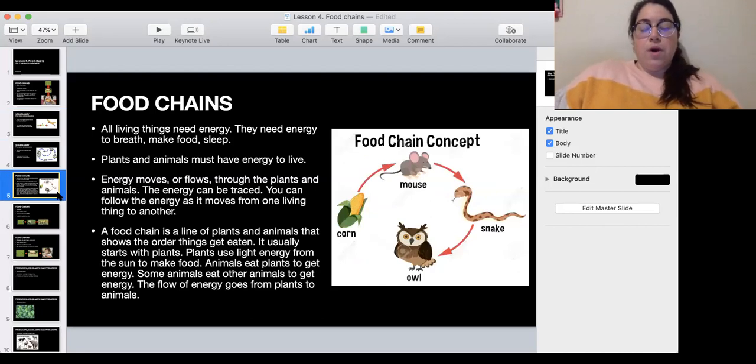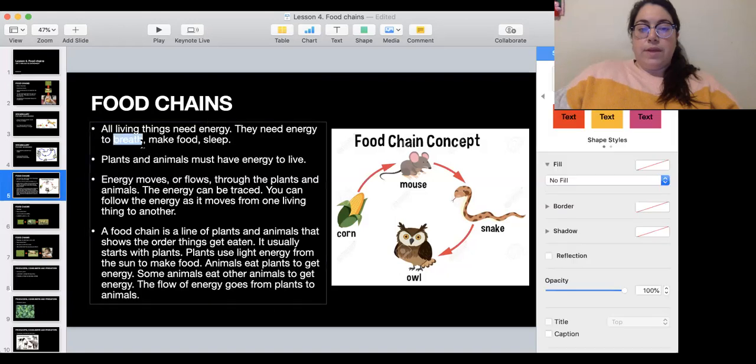Okay, so all living things need energy. They need energy to breathe. They need energy to make food. They need energy to sleep. Okay, and plants and animals must have energy to live. Okay, and energy moves or flows through the plants and animals, and the energy can be traced, like what I showed you before in the example of the fox and the bunny and the grass. Okay, so you can follow the energy as it moves from one living thing to the other.